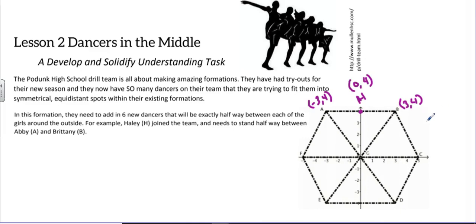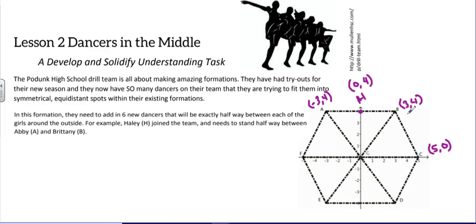Next, let's find where Isabella is standing. So Isabella is in between Brittany and Courtney. So Brittany we know is at point 3, 4. Courtney is at the point 5, 0. To find where Isabella is going to stand, we want to find the middle horizontally between Brittany and Courtney, and we want to find the middle vertically between Brittany and Courtney.